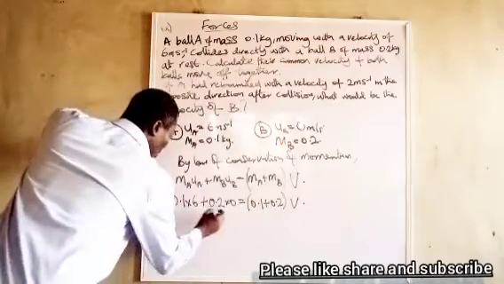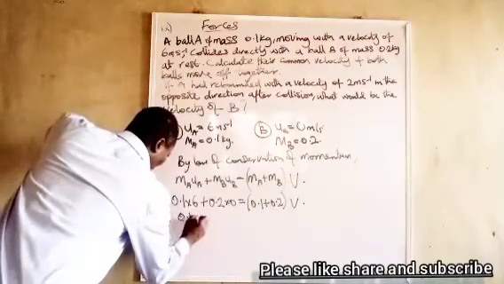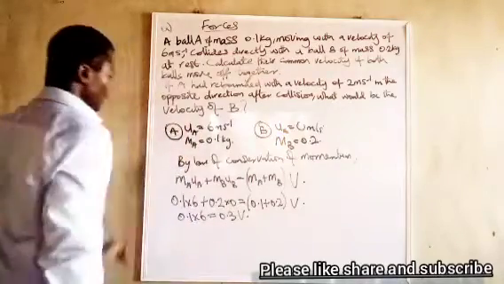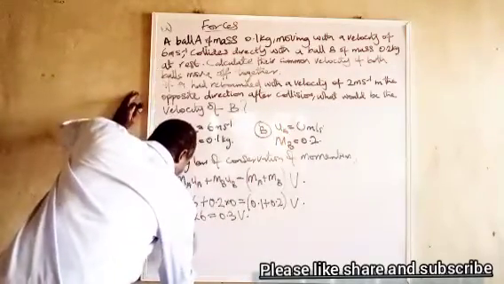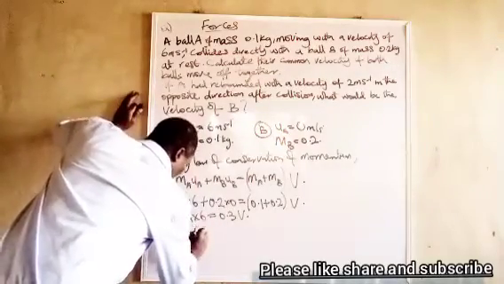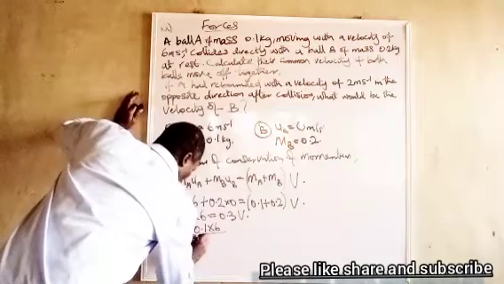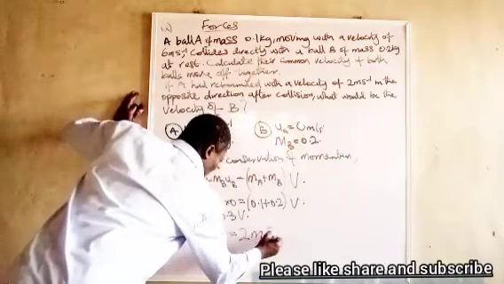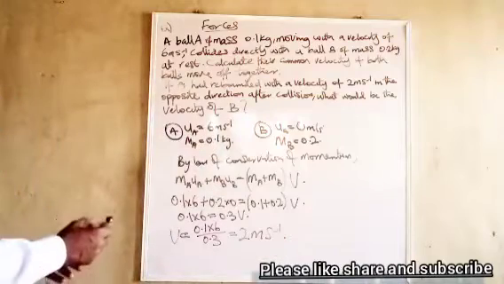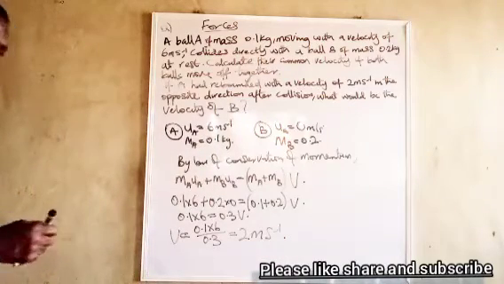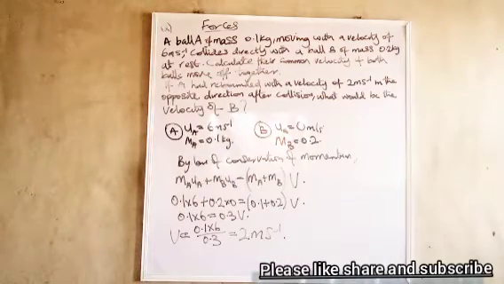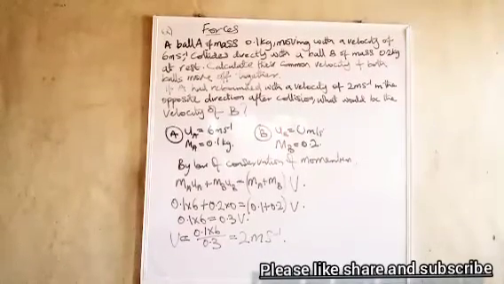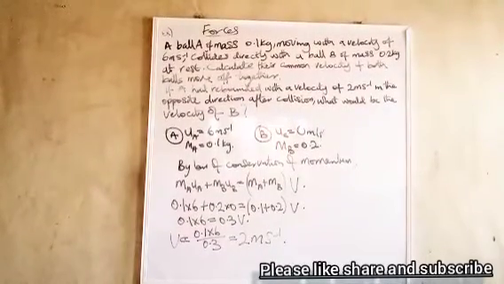So this one is now going to be 0.1 times 6 is equal to 0.3 V. Therefore, the common velocity will be 0.1 times 6 over 0.3, and this is going to be 2 meters per second. So they move together with a velocity of 2 meters per second. Let us now look at the second situation, where A rebounds with velocity 2 meters per second.